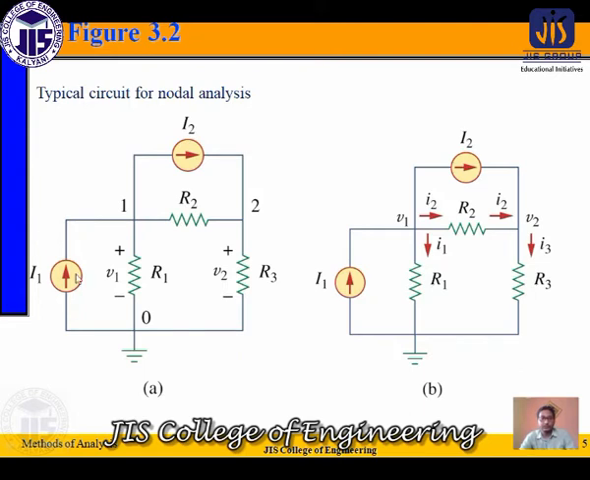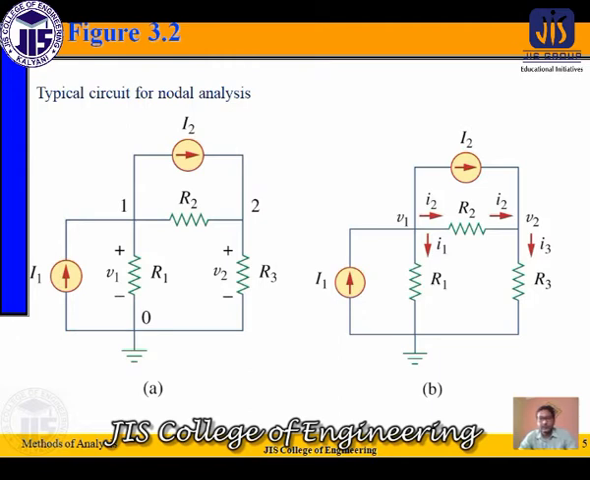This is the current source, and this is also a current source, having values of I1 ampere and I2 ampere. These are my resistances R1, R2 and R3. Now our aim is to find all the currents in the branches by using node analysis. So what are the steps?